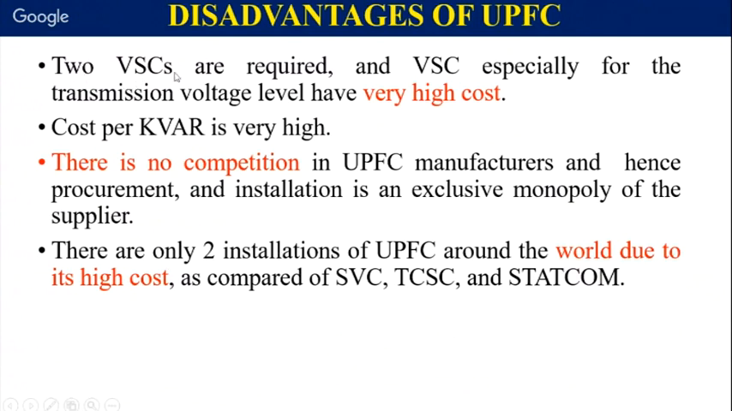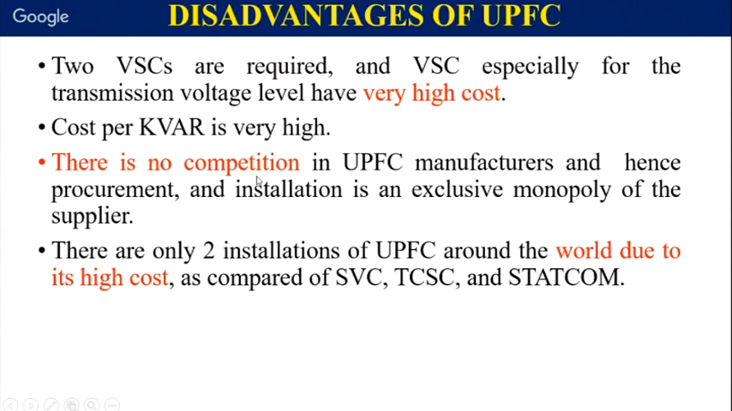There are two voltage source converters required. Disadvantages are that two voltage sources are required, and voltage source converters, especially for transmission voltage, have very high cost. So the total cost is very high for the UPFC as compared to other FACTS devices. Naturally, since this cost includes all the installation cost, its cost per kVAR is also very high. That is, the cost of generation of kVAR is high.